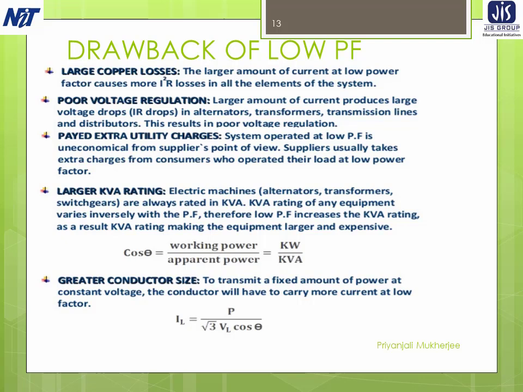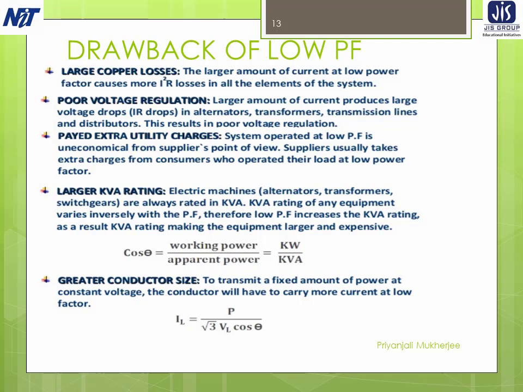Next is the larger kVA rating. We know the power factor is the ratio of the working power to the apparent power, or kilowatt divided by kVA. Now electrical machines are always rated in kilovolt ampere, and the kVA rating of any equipment varies inversely with the power factor. So if the power factor decreases, the kVA rating increases. As a result, the equipment becomes larger and more expensive.